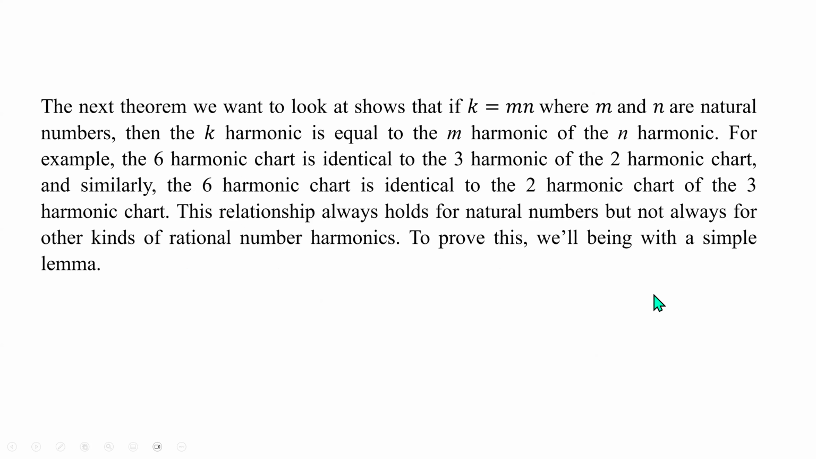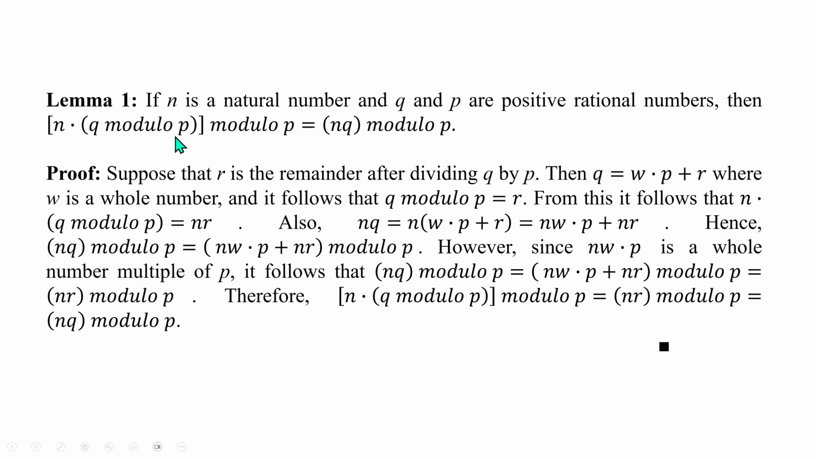To prove this, we'll begin with a simple lemma. So, lemma 1: if n is a natural number and q and p are positive rational numbers, then n times (q modulo p), this whole thing evaluated modulo p, is just equal to n times q modulo p. In other words, rather than having to reduce q first by modulo p, you can just go ahead and multiply n times q and reduce the end result modulo p.